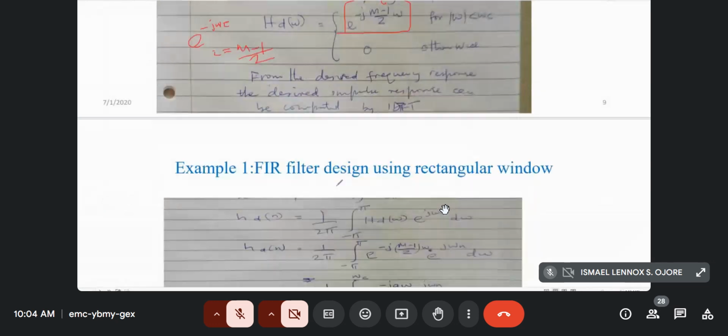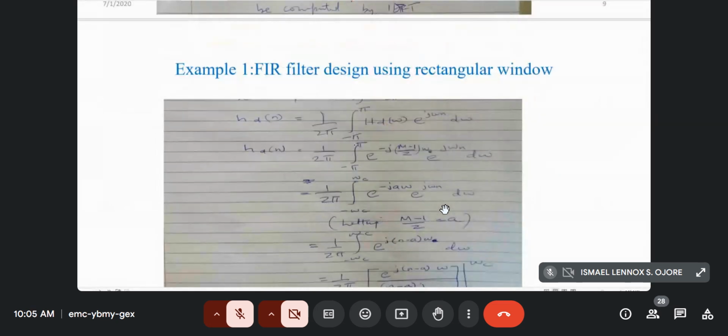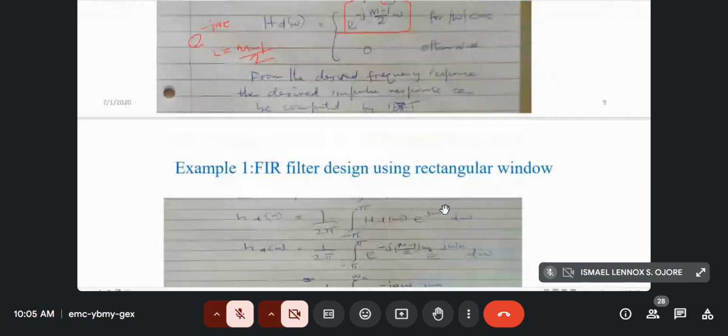So from the desired frequency response, the desired impulse response can be computed by the IDFT. So our h_d(n) is 1 over 2 pi, integral from minus pi to pi, of H_d(omega) e to the j omega n d omega. We don't want to keep working with (M minus 1) over 2, so we are working with a, which was our tau.